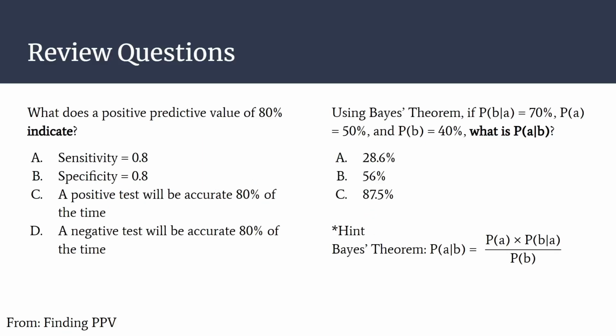These next questions are related to defining positive predictive values lines. The first question asks, what does a positive predictive value of 80% indicate? The answer for this one is C. This question just asks for the definition of positive predictive value.